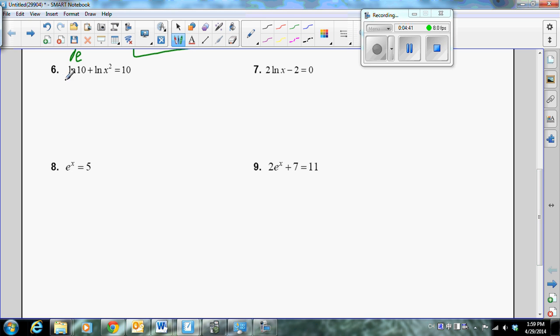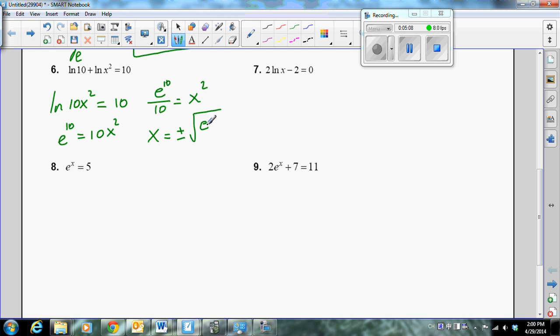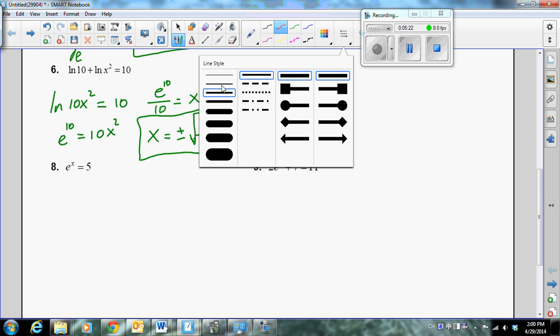All right, number 6, I will condense it again to get natural log of 10x squared is equal to 10. So it means that e to the power of 10 is equal to 10x squared. Divide both sides by 10 to get e to the power of 10 over 10 is equal to x squared, where x itself is equal to plus or minus the square root of e to the power of 10 over 10. Once again, use your calculator and figure out what the answers are, because we have two answers here, one positive and one negative.